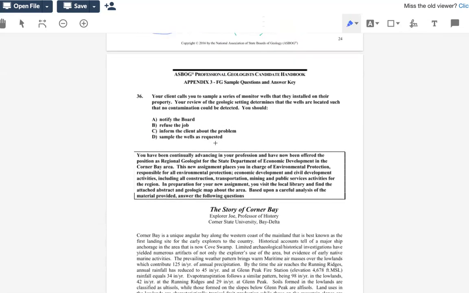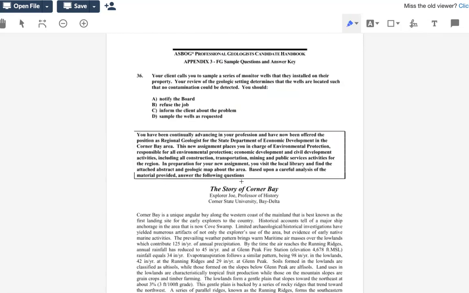Okay, 36. Your client calls you to sample a series of monitor wells that they installed on their property. Your review of the geologic setting determines that the wells are located such that no contamination could be detected. You should notify the board, refuse the job, inform the client, sample the wells.